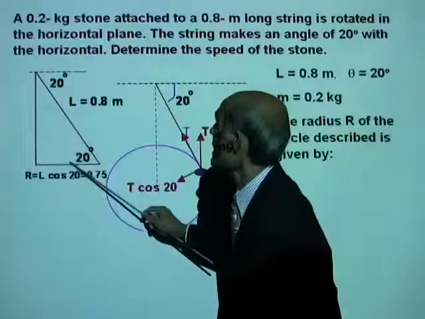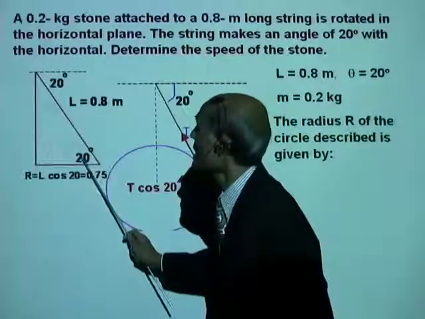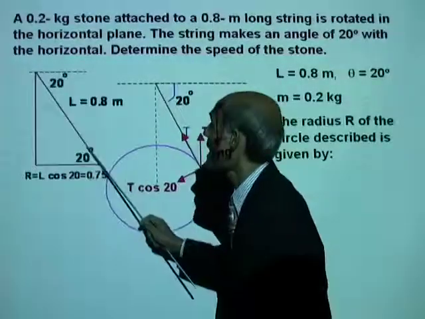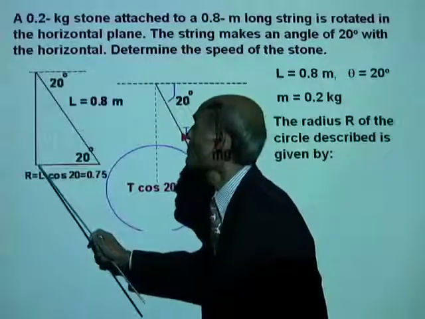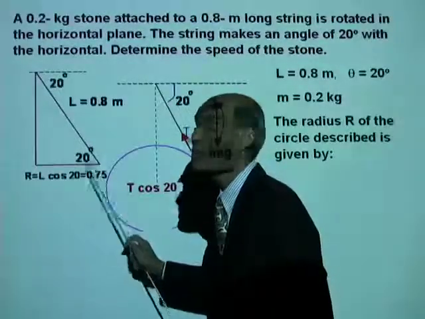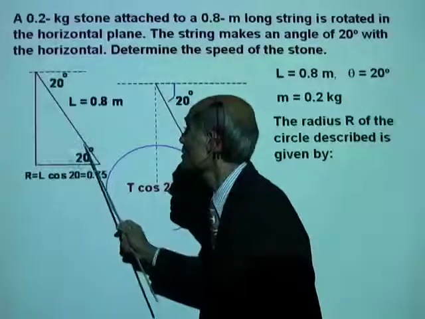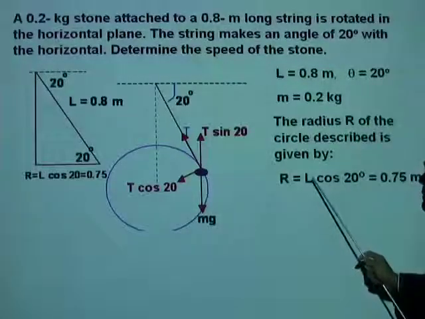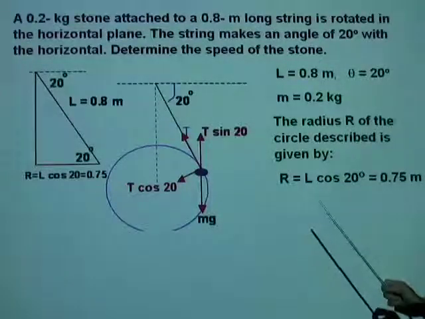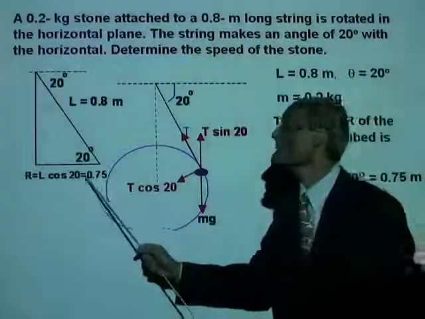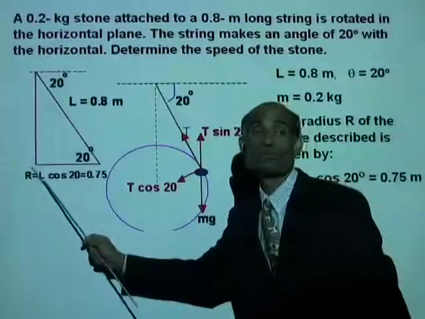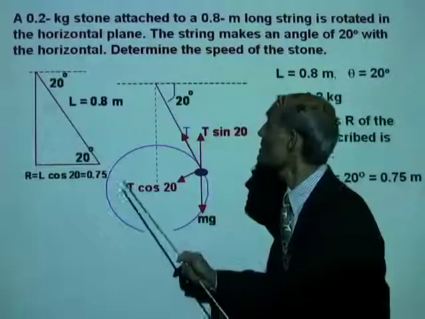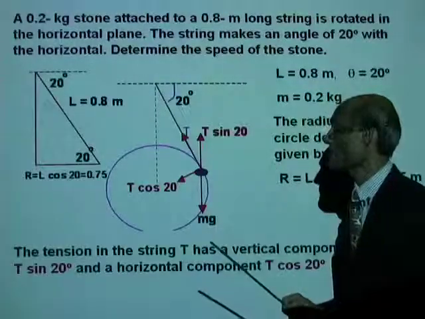If you look at this triangle, you know that cosine of 20 degrees is adjacent side divided by hypotenuse. Therefore, this adjacent side, which is the radius, equals the hypotenuse times cos 20 degrees. So we can write R equals L cos 20 degrees, and that is 0.75 meter. The radius of the horizontal circle is 0.75 meter.